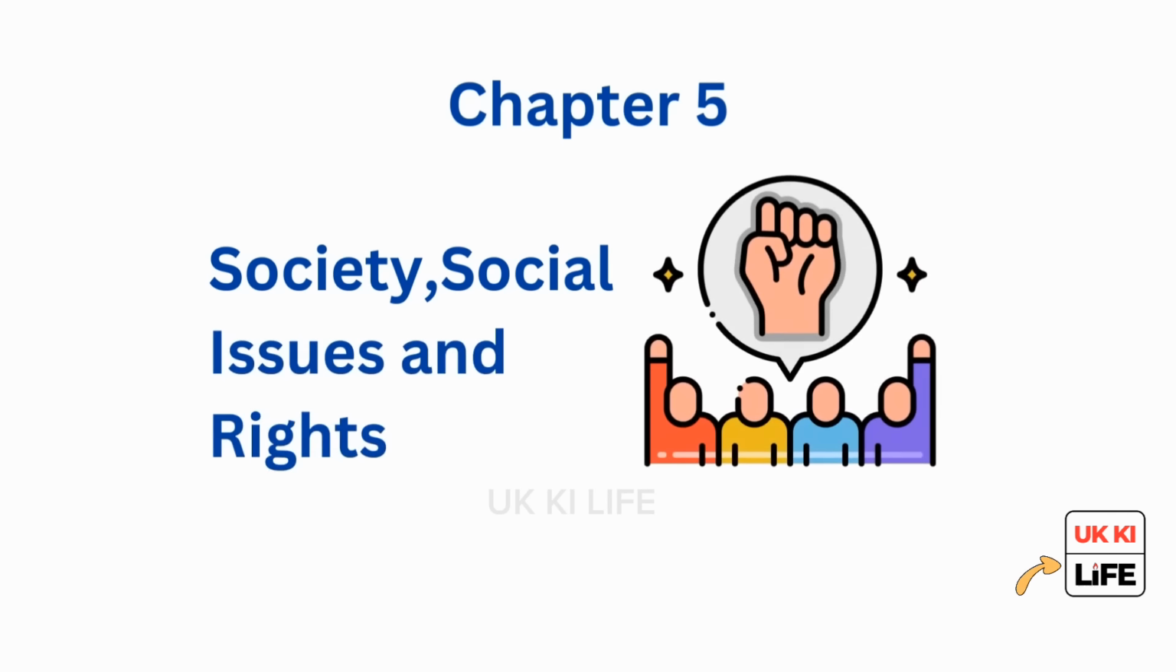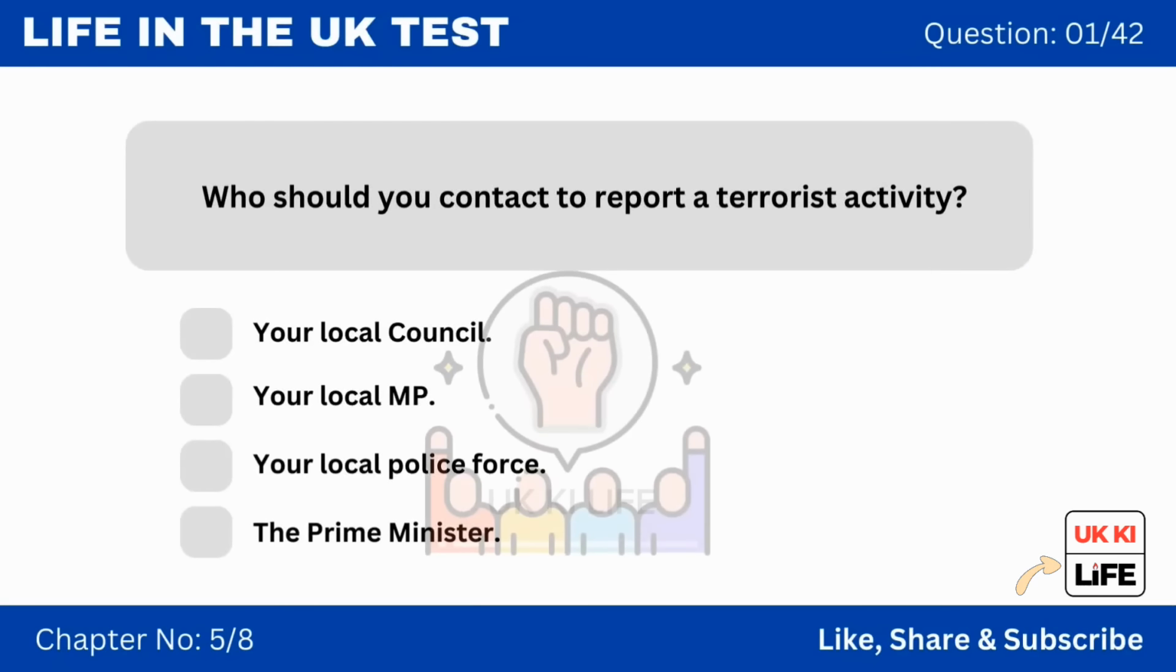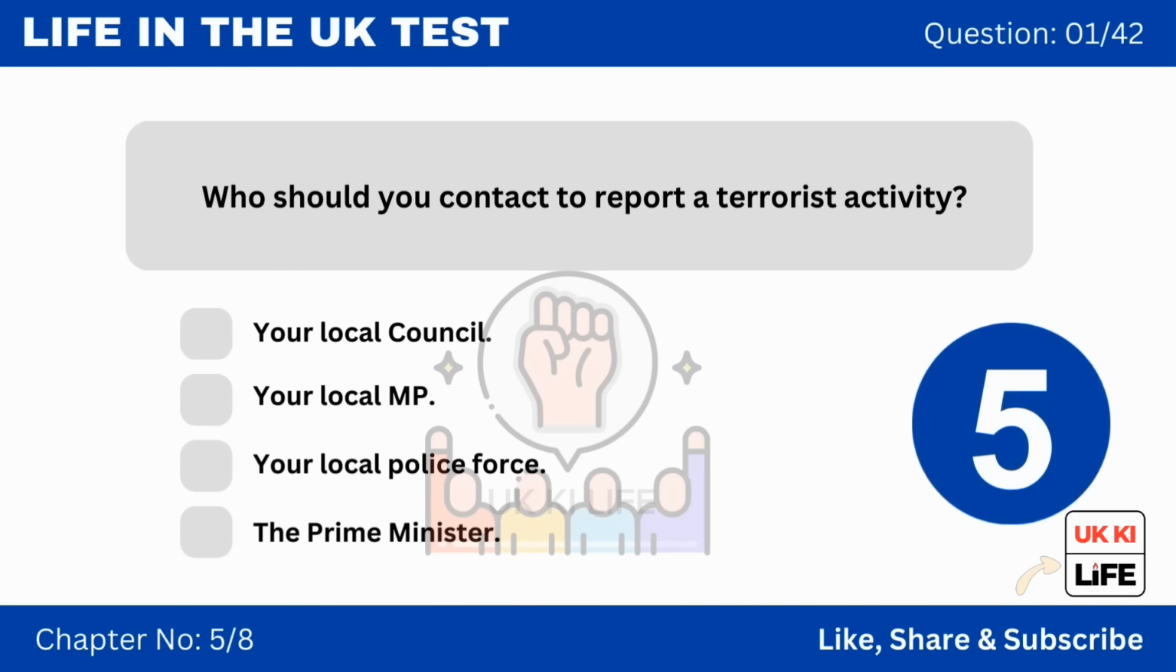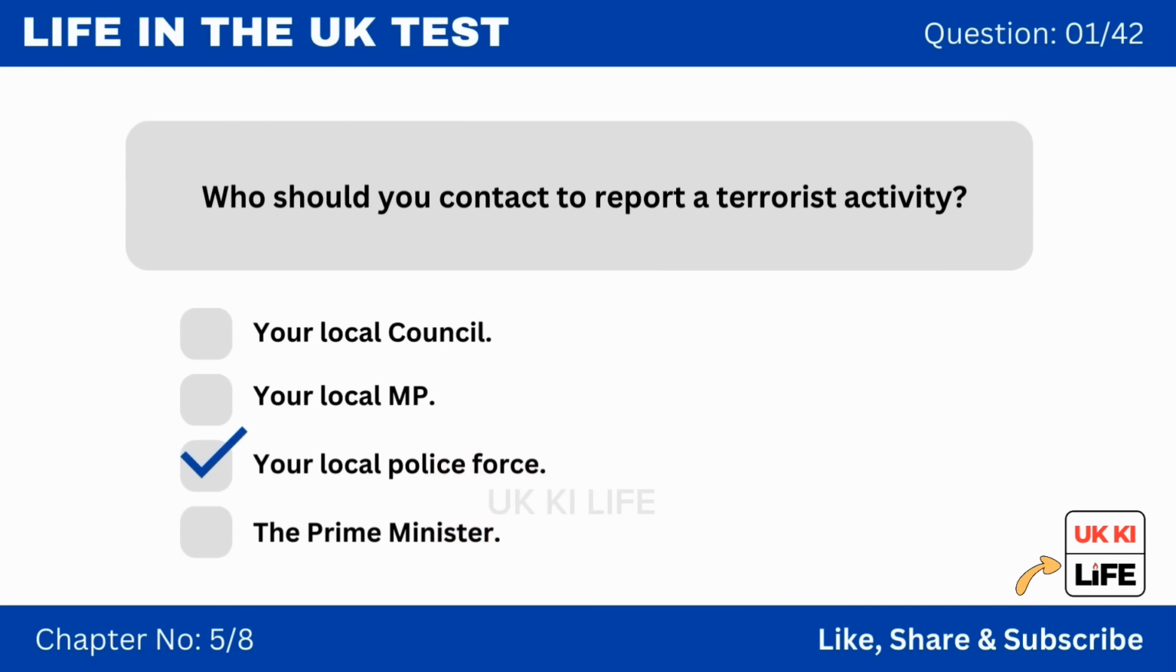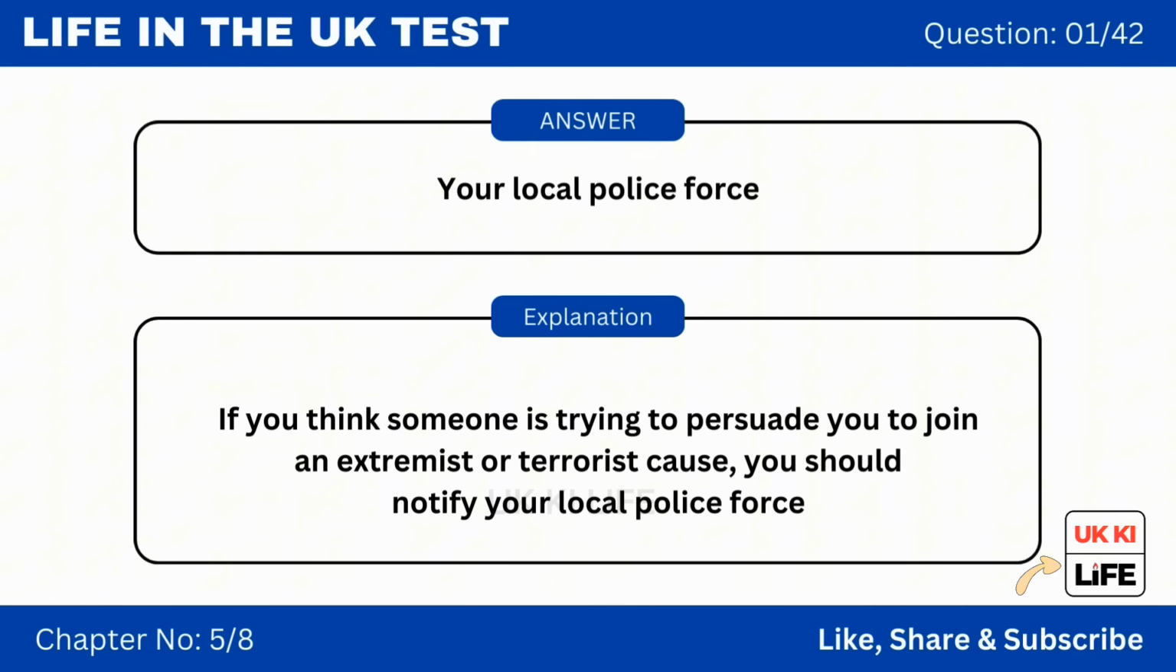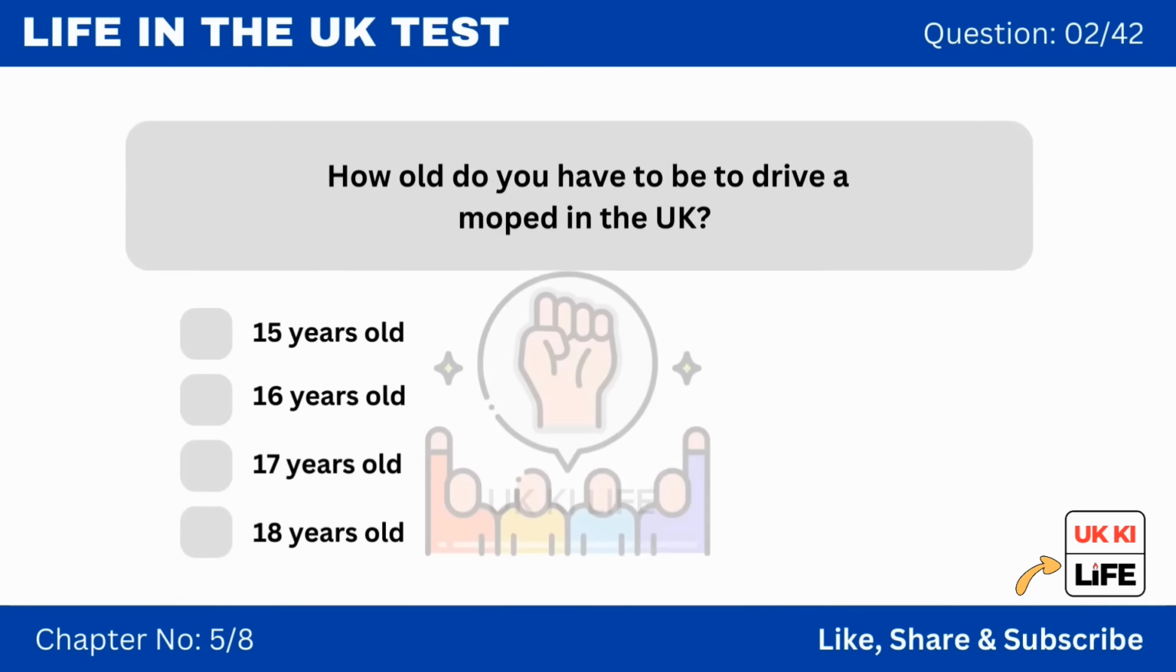Chapter 5. Society, Social Issues and Rights. Question 1. Who should you contact to report a terrorist activity? Your local council, your local MP, your local police force, the Prime Minister. The correct option is C. Explanation. If you think someone is trying to persuade you to join an extremist or terrorist cause, you should notify your local police force.